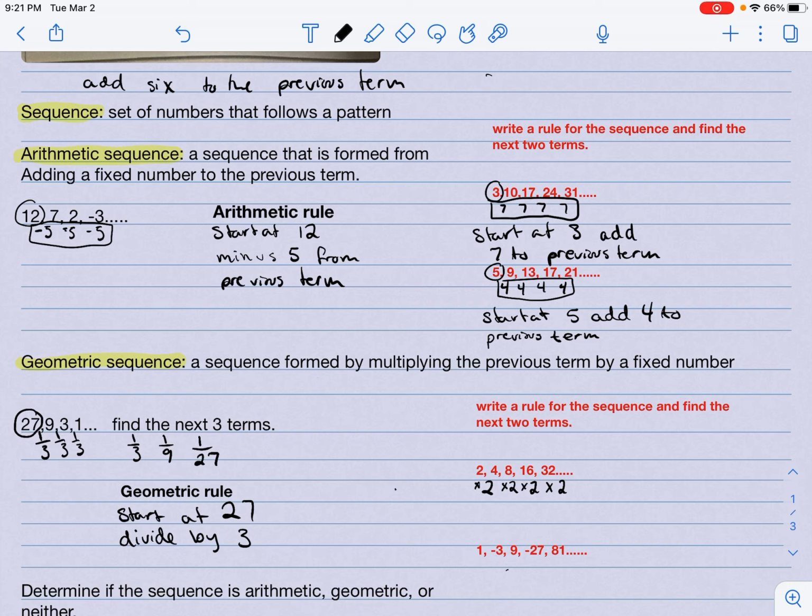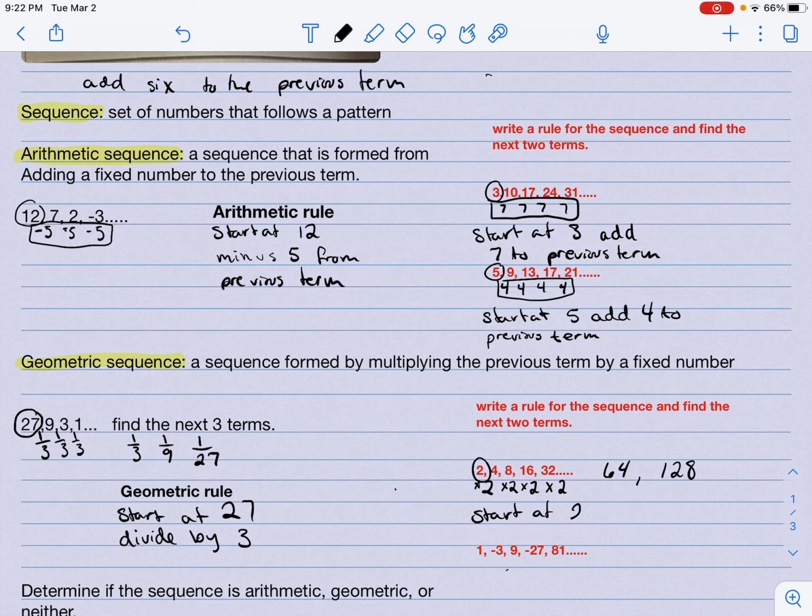Okay, so if we continue this pattern, our next two terms, 32 times 2 is 64. 64 times 2 is going to be 128. Okay, and what you'll notice with geometric, you're either decreasing or increasing fairly rapidly. Okay, so now to write our rule, once again we focus on what we start at.